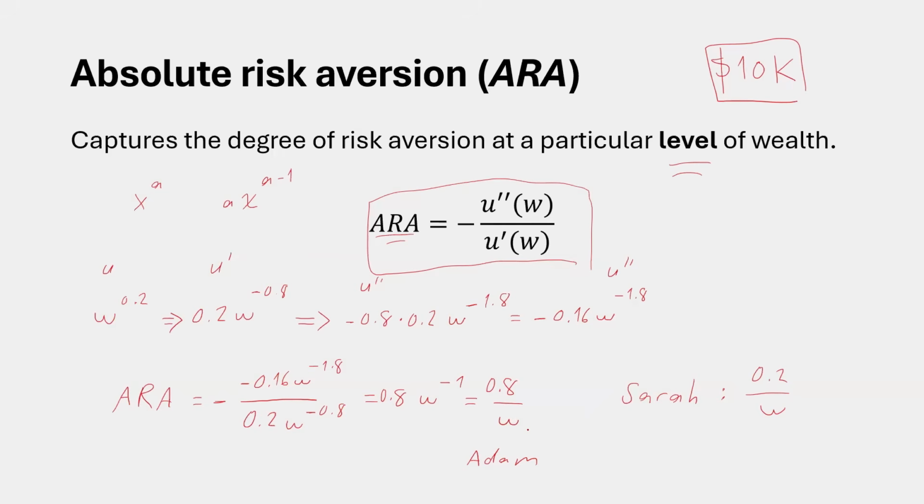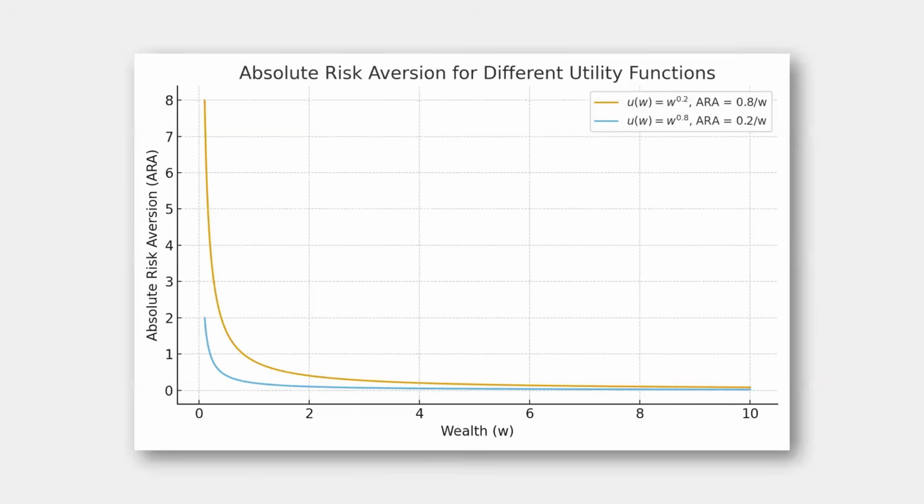Okay. So if you compare Adam and Sarah, remember Adam had the utility W to the power 0.2 and Sarah W to the power 0.8. Basically, Adam is more risk averse because the numerator is higher compared to Sarah, right? So for any level of wealth, this is larger than this one. So the absolute risk aversion coefficient of Adam is higher than Sarah. And to reinforce this idea even further, let's actually plot the absolute risk aversion coefficient for both of these individuals.